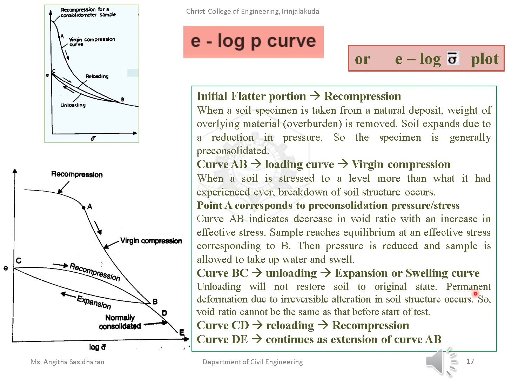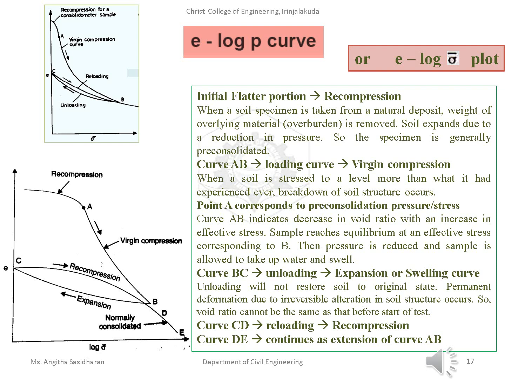So some permanent deformation has occurred, and that is due to irreversible alteration in the soil structure. When it is undergoing the consolidation, there will be some breakdown of the soil structure, and due to that it cannot go back to its original previous void ratio. So the void ratio cannot be the same as that before the start of the test.